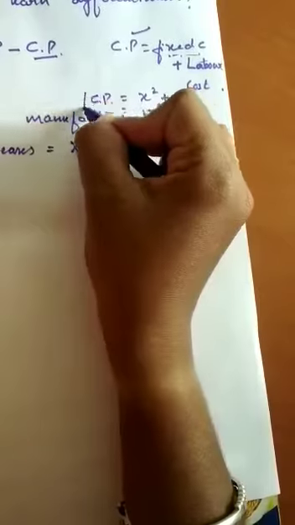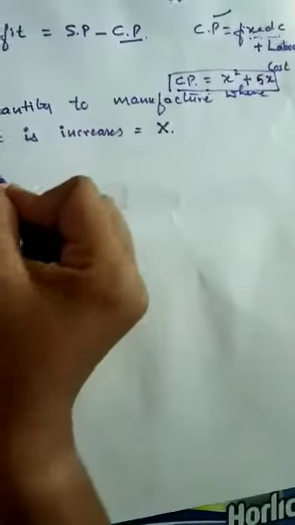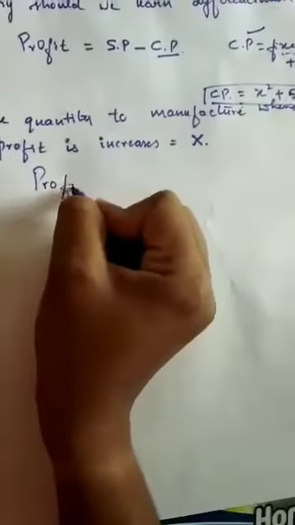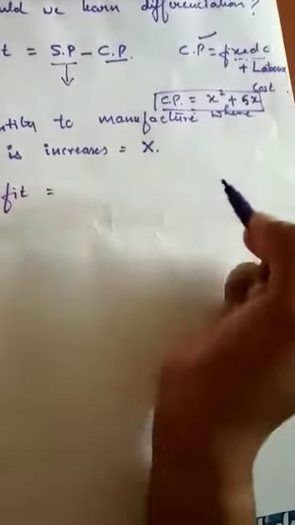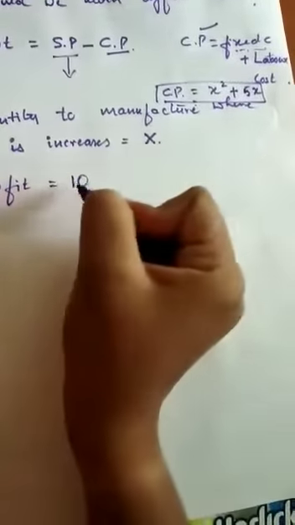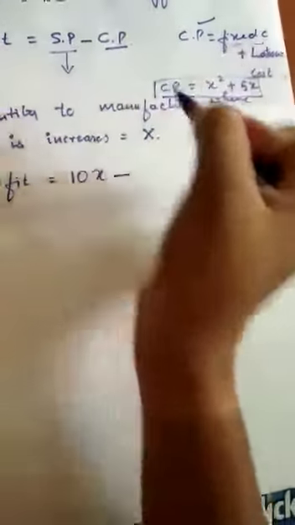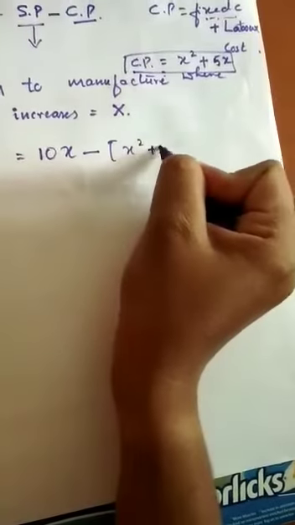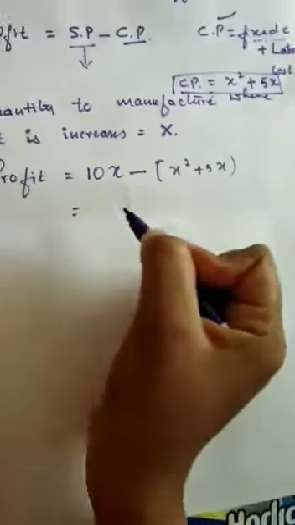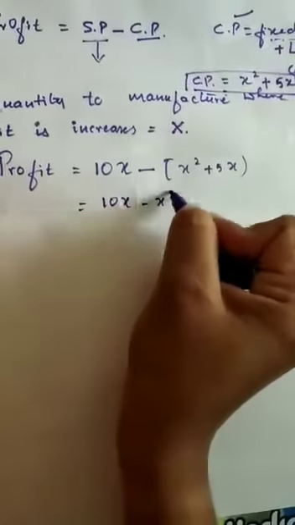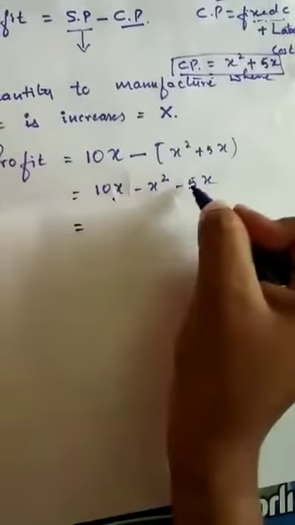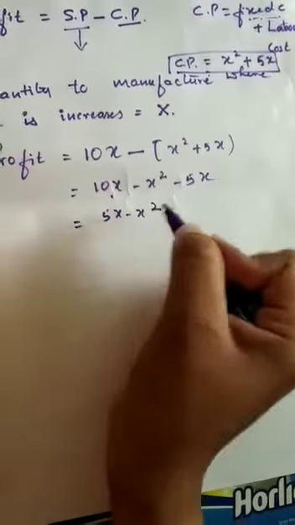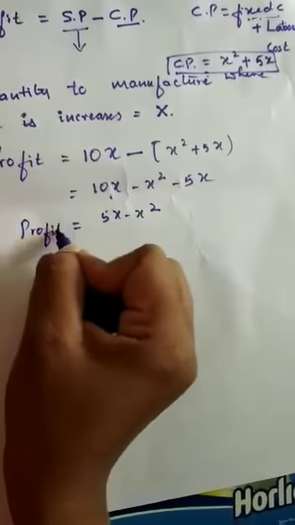Now put this cost price in terms of profit. Therefore, profit is equal to selling price, which is also a given quantity. If each pen is 10 rupees, then for X pens it becomes 10X, minus the cost price, which is X square plus 5X. Now remove the brackets: 10X minus X square minus 5X. Then solve this equation. 10X minus 5X becomes 5X minus X square. This is the profit.